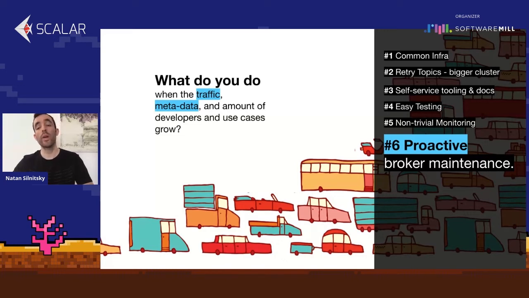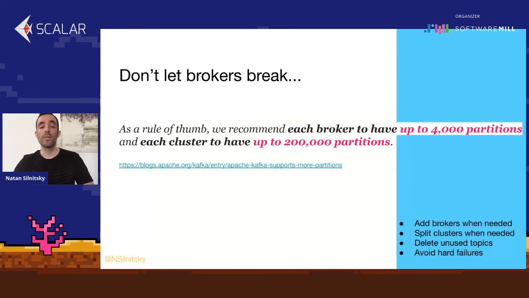It's really important to have a proactive broker maintenance approach. This is a very important piece of information for you to know when you use Kafka. Currently, with the current version of Kafka, a broker should handle only up to 4,000 partitions, and the cluster itself should optimally have no more than 200,000 partitions. This is really important for maintaining a healthy broker and cluster.